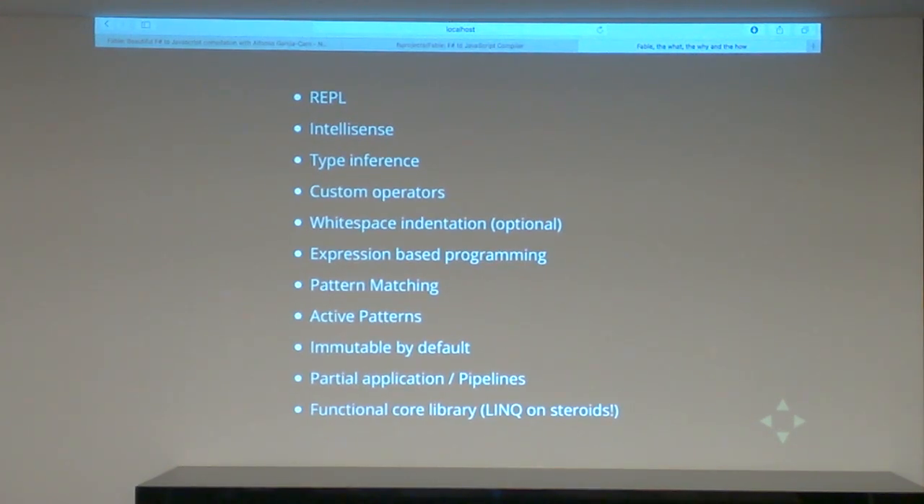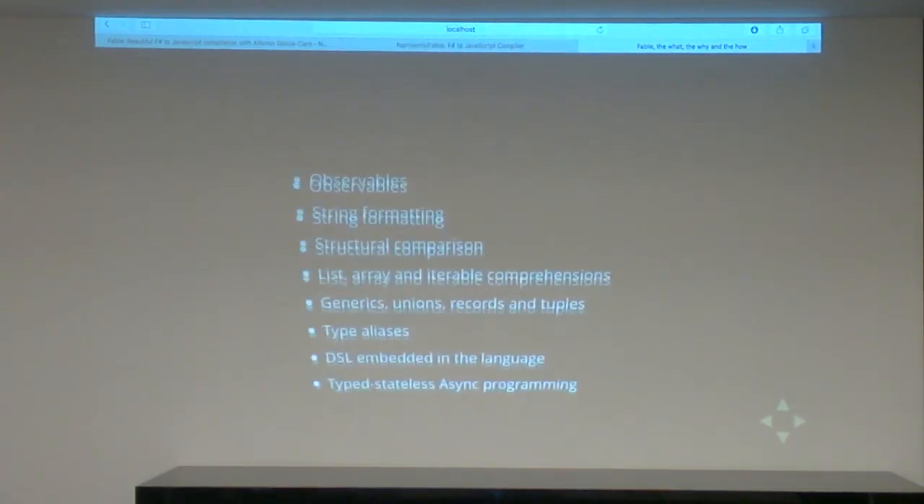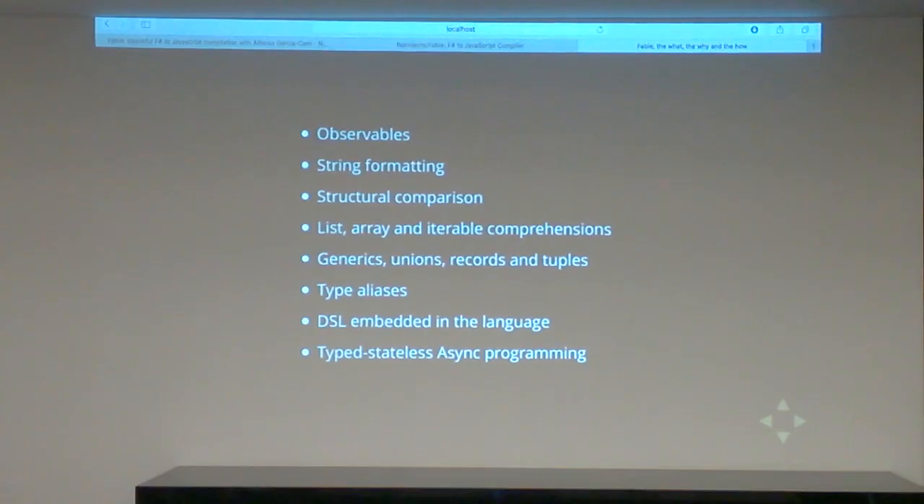So, as you know, in F# we have the REPL, IntelliSense, type inference, custom operators, and pattern matching. All of these you can use when targeting JavaScript if you use Fable. We still have more features in the F# core library: observables, string formatting, structural comparison, iterables, list comprehensions, unions, records, tuples, type aliases, and DSLs embedded in the language.